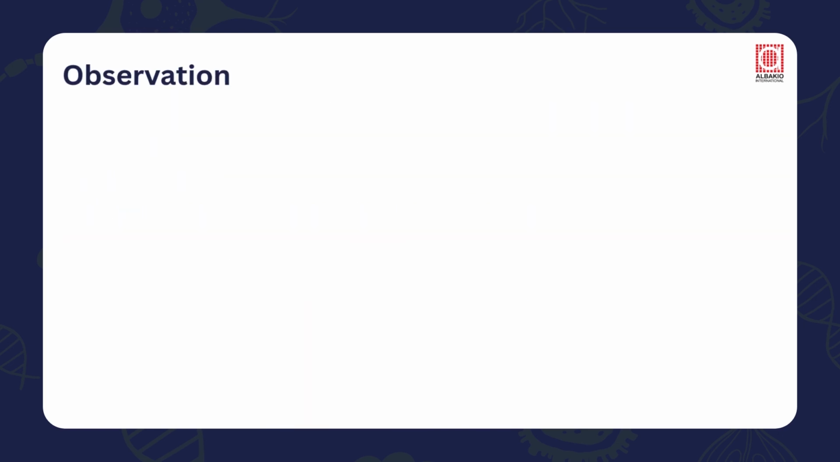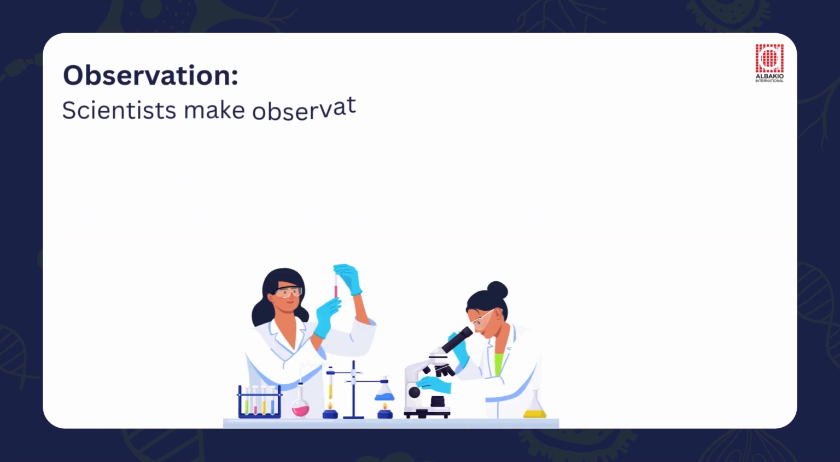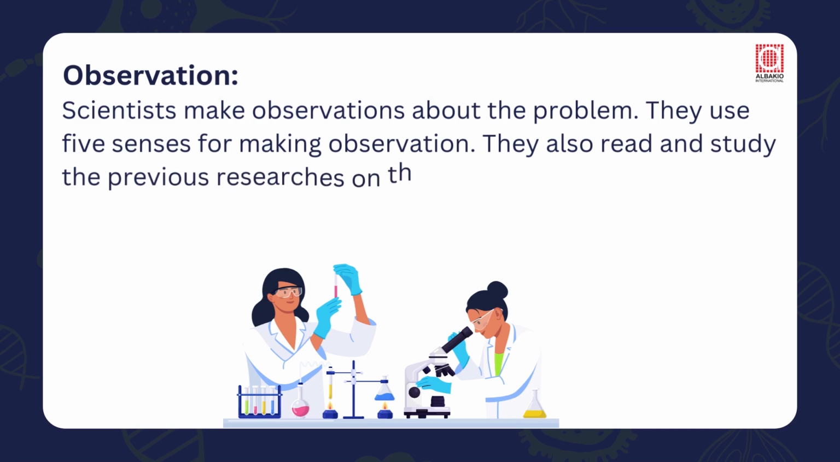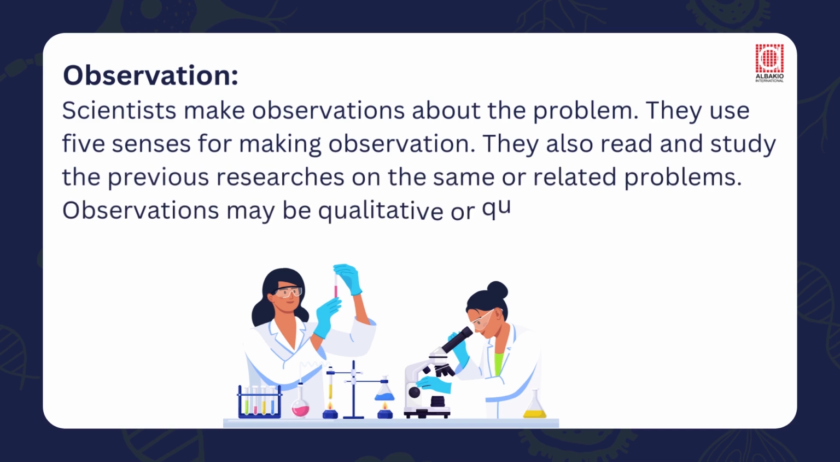Observation. Scientists make observations about the problem. They use 5 senses for making observations. They also read and study the previous researches on the same or related problems. Observations may be qualitative or quantitative.